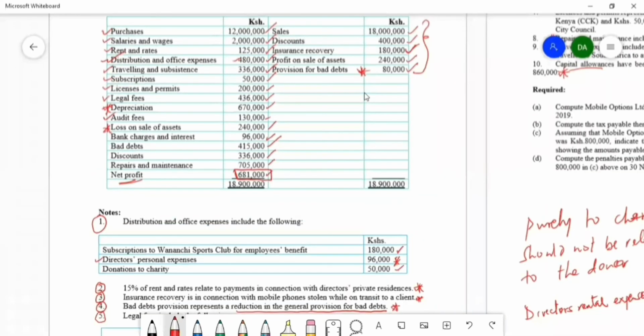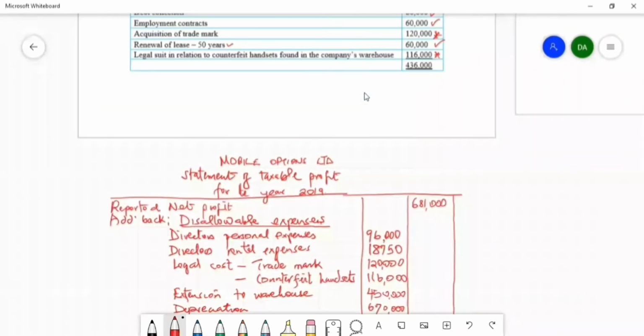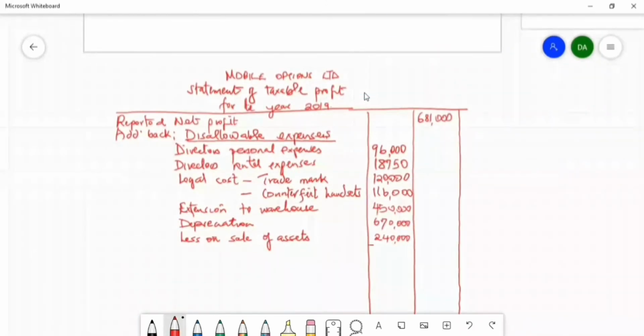The next item is bank charges, which is allowable. Bad debts we have analyzed already. Discounts, this discount allowed, which is allowable. And then we have repairs and maintenance, also allowable. But we have also analyzed something on those repairs and maintenance from the additional information. Those are disallowable expenses, which we have added back. Now we need to determine the total for this. 1,710,750 that we add.